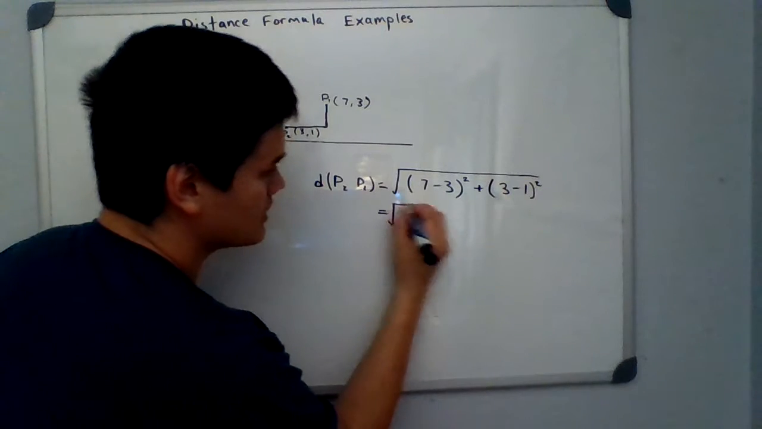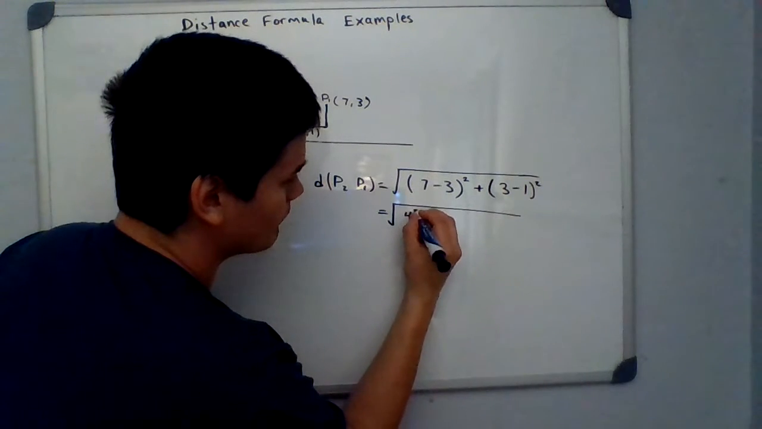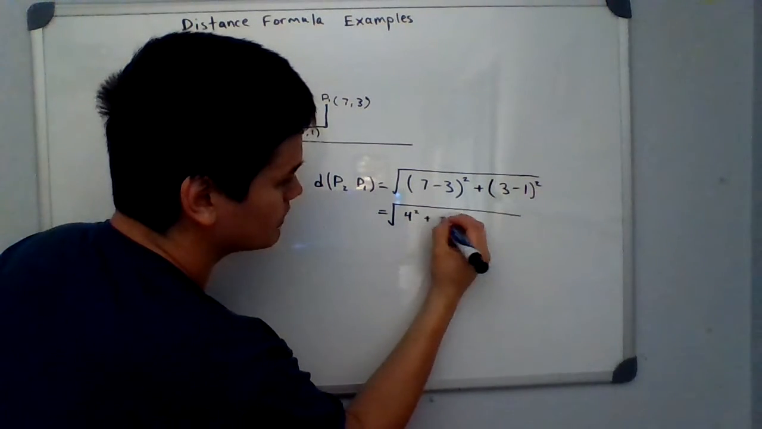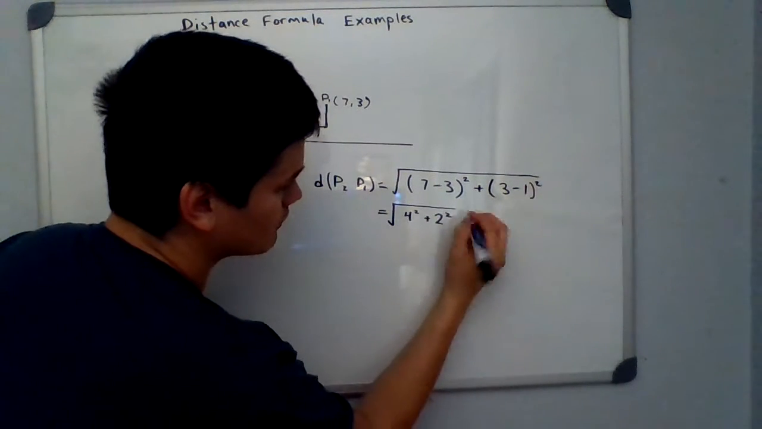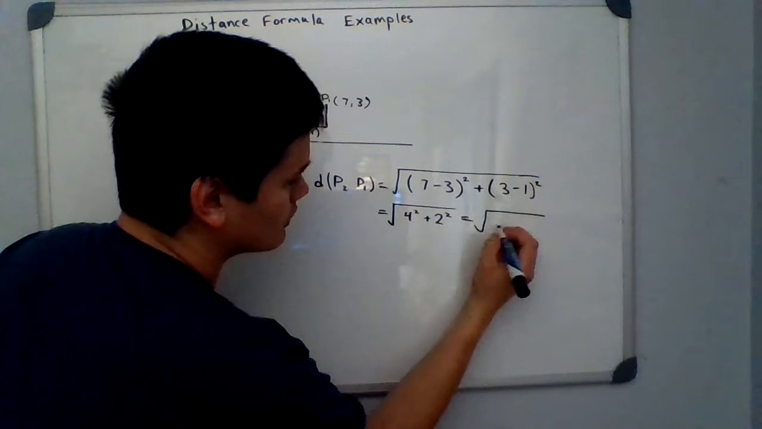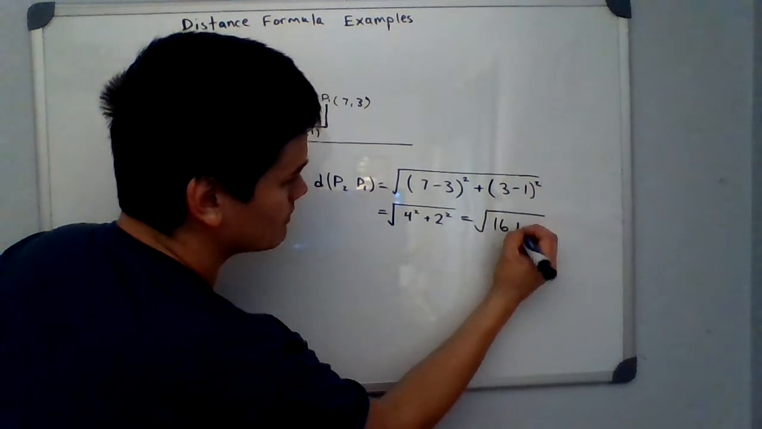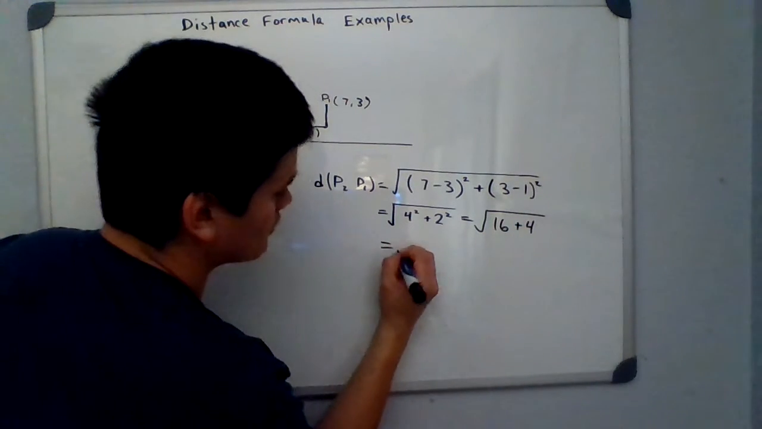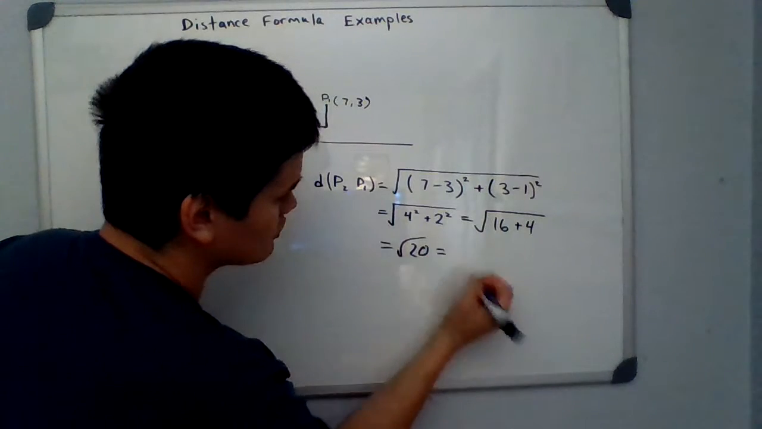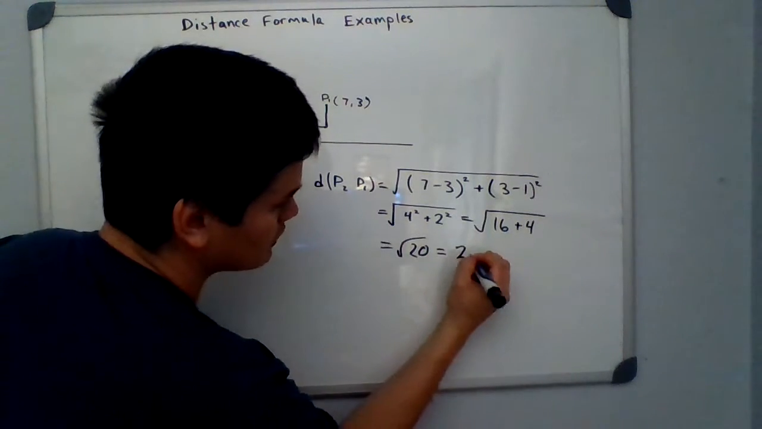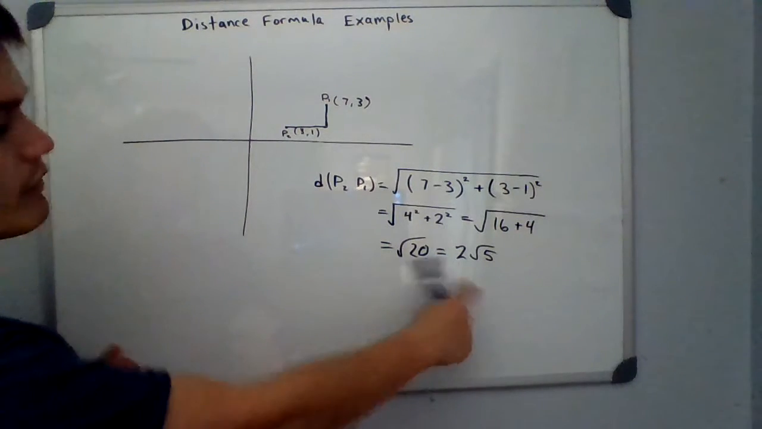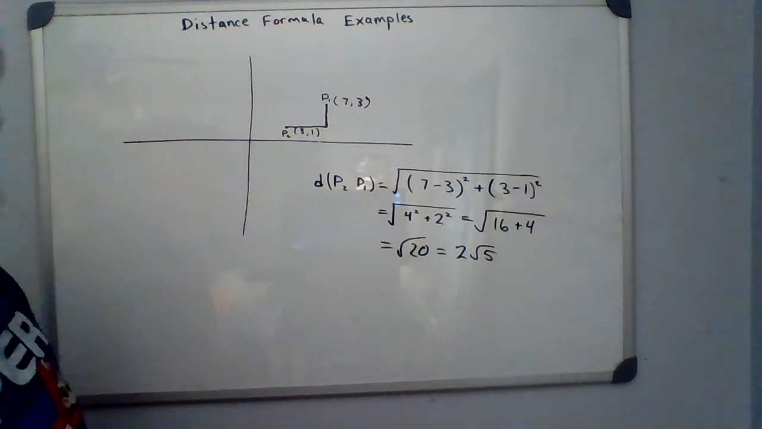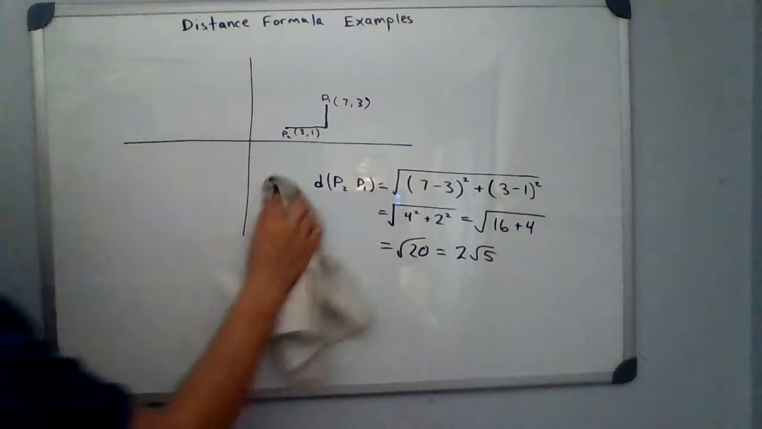So this ends up being 4 squared plus 2 squared, or 16 plus 4, or the square root of 20, which can also be written as the square root of 4 times 5, or 2 times the square root of 5. Alright.